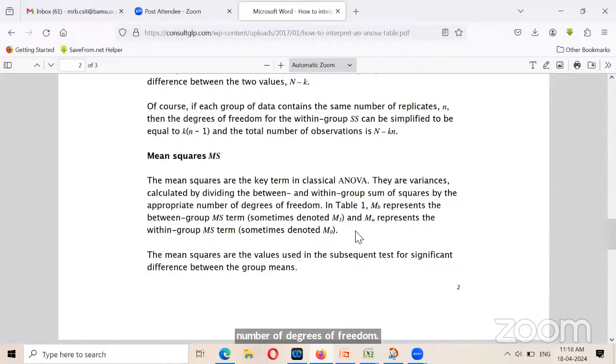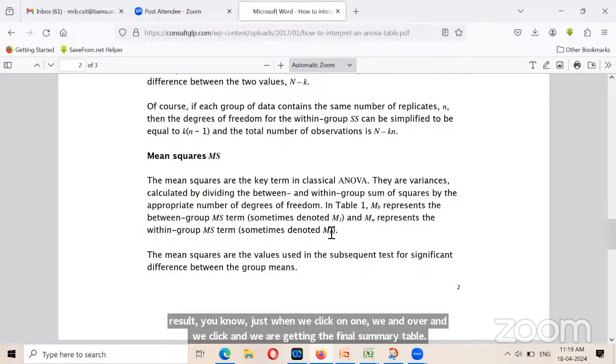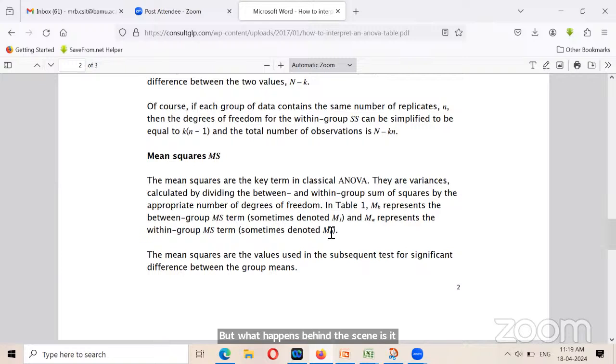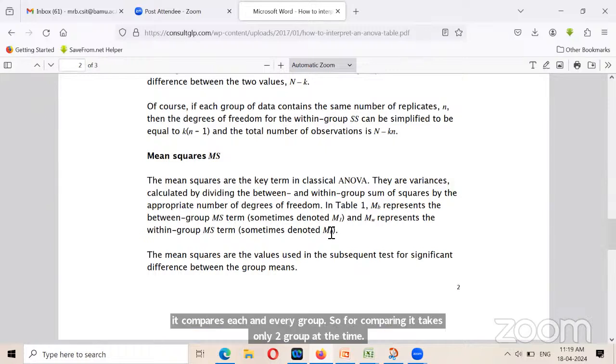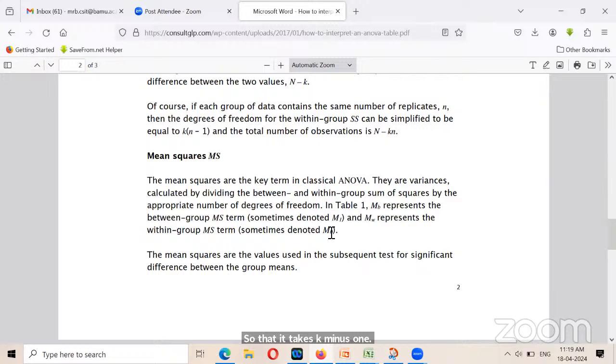Means from the sum of squares and degrees of freedom, we calculate the mean squares. I'm telling you this because these are the actual internal calculations that ANOVA does. When we click on one-way ANOVA, we get the final summary table. But behind the scenes, it considers all the values. It considers 3 groups and the number of data points in each group. Then it compares each and every group. For comparing, it takes only 2 groups at a time, so it takes k-1. It takes n-1 for the within-the-group comparison.